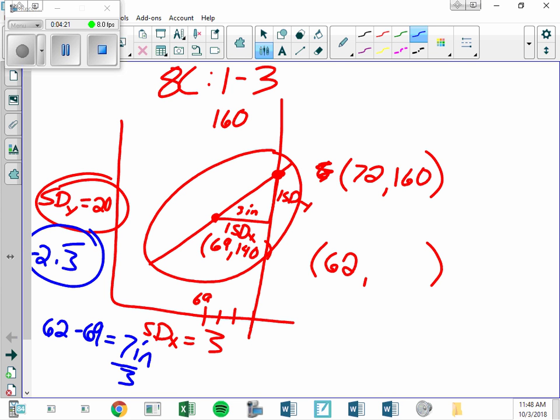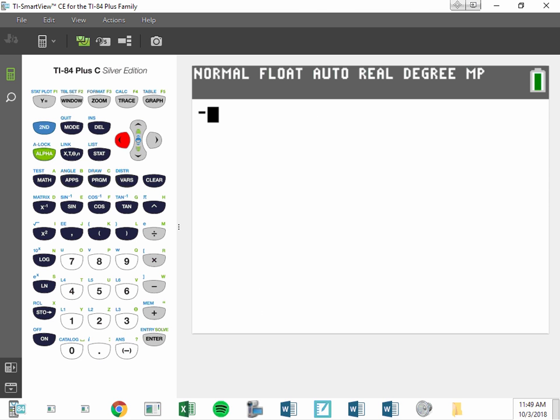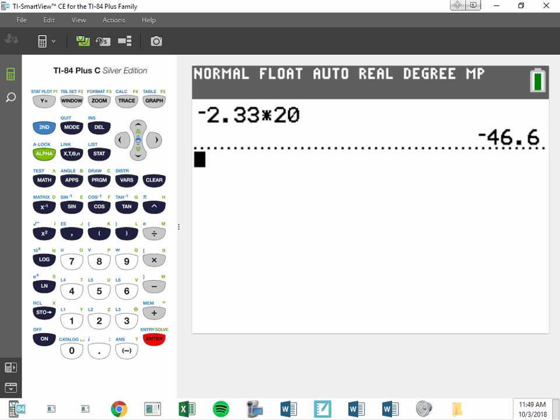So how am I going to figure out how much this person weighs? Times this by 20. So 20 times 2.3, times negative 1. Oh, that's a graph. That won't work. And I end up with negative 46.6. What does that mean? That's how much lighter than average they are, so I need to add that to 140 and I get 93.4 pounds.